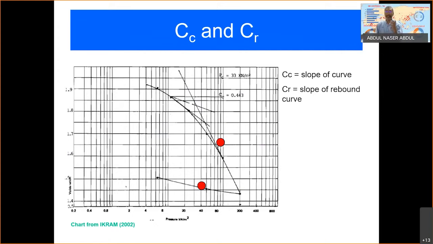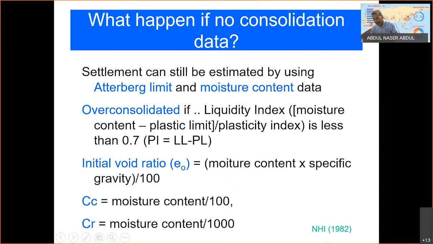And the CC and CR, just now we already saw, are the slopes of the curve from the chart. Usually they are already provided in the report. If you have to calculate, it will be this slope and this slope. Now, there will be a lot of situations where you don't have the soil investigation report. What are you going to do? Your boss is pressing you to come up with a certain estimation of soil settlement.